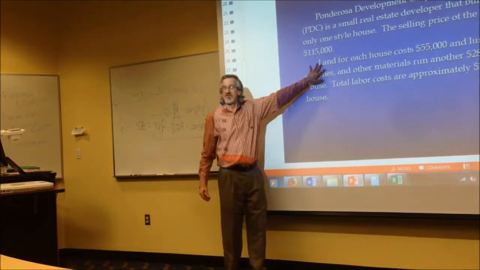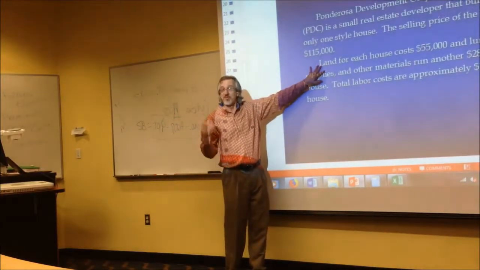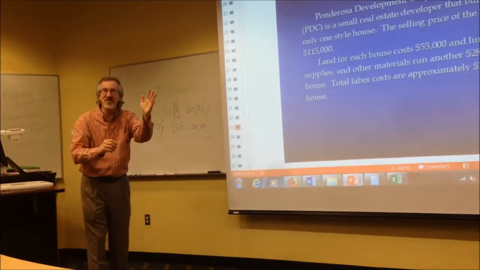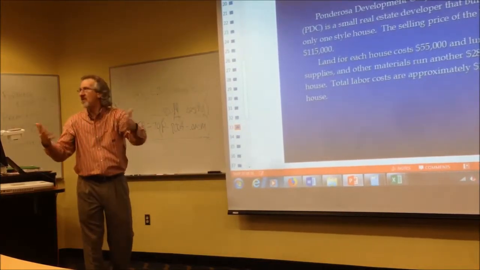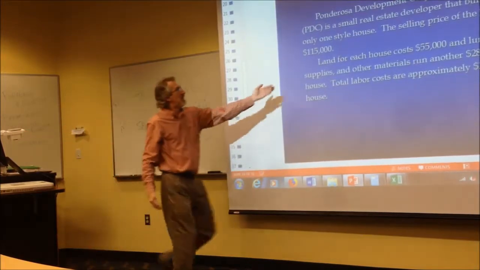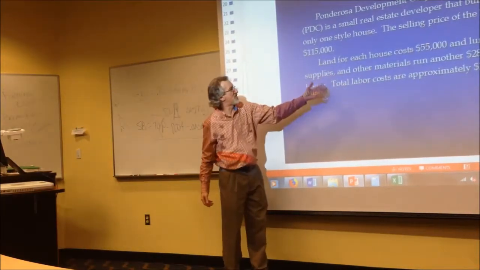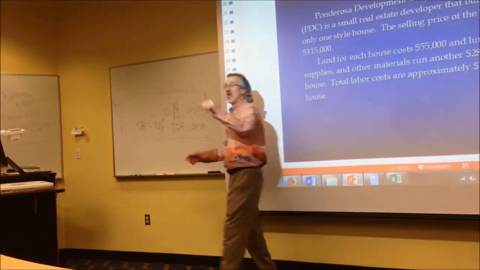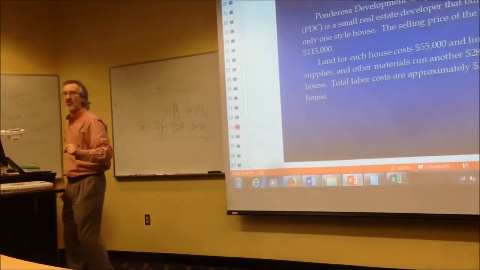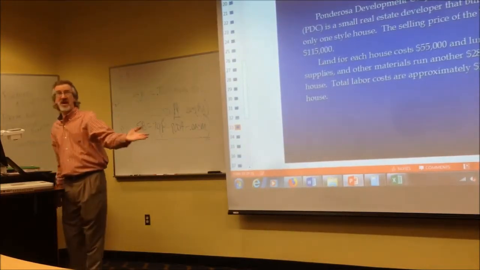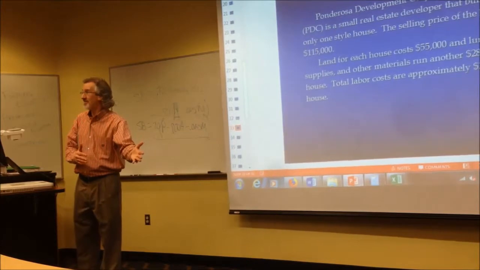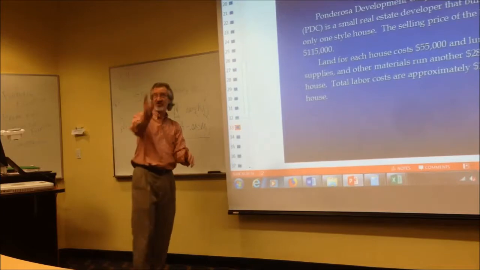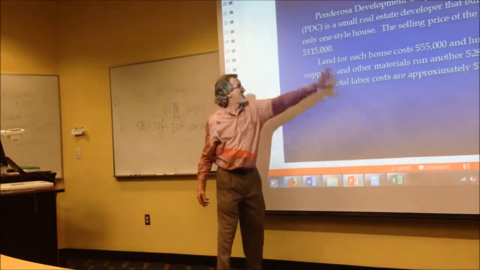The selling price is $115,000, which is our revenue for each house. Use whatever variable you want, but if you're looking at revenue, it's $115,000 times X, or N, or P, whatever you want to use. Land for each house, $55,000, and other supplies is $28,000. Total labor cost is $20,000. Is that fixed or variable? Labor cost, $20,000. Variable. We're not going to pay to have the house built unless we sold it. Right? We're selling houses first. Realize that. We're selling first, then building. So everything here is variable.